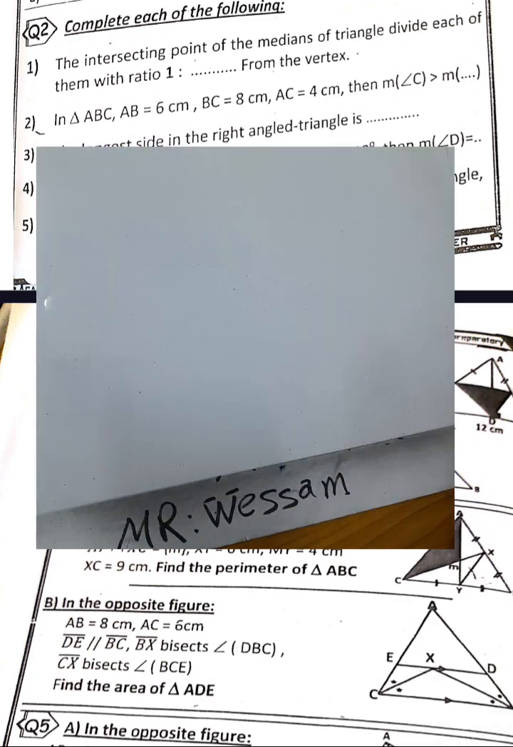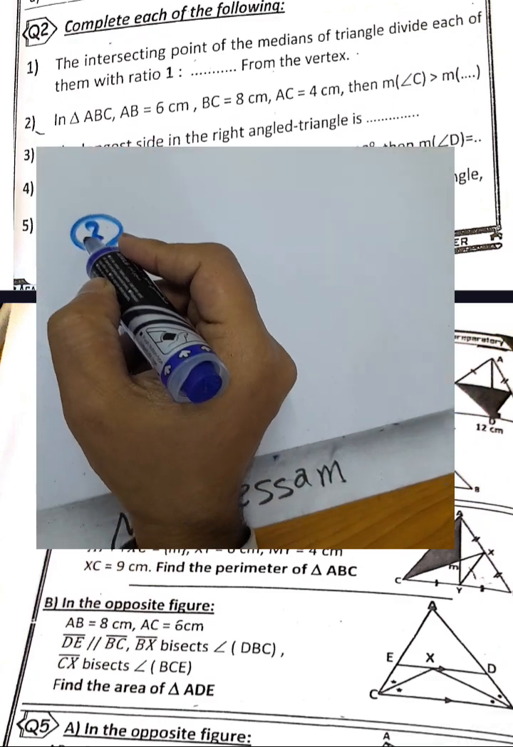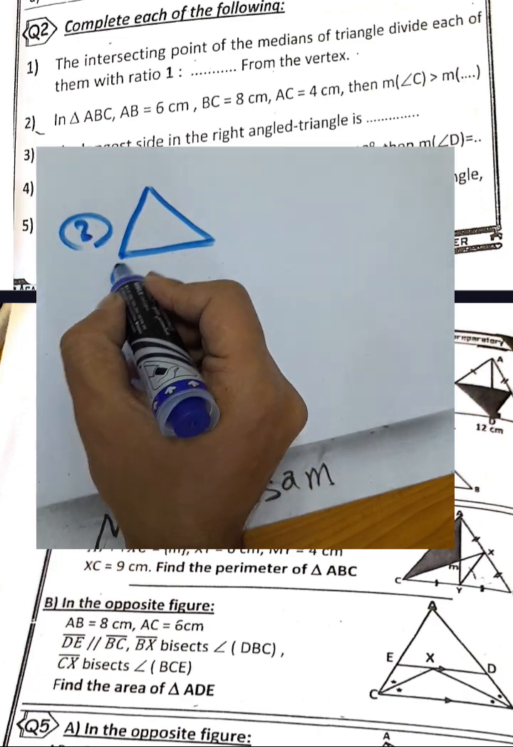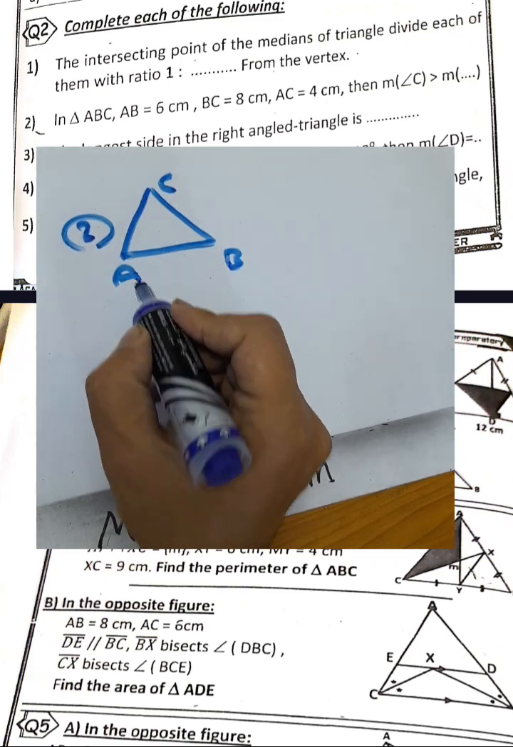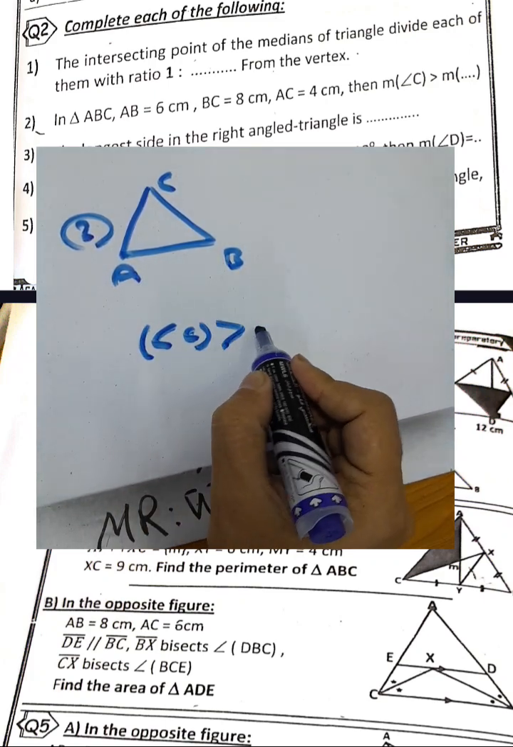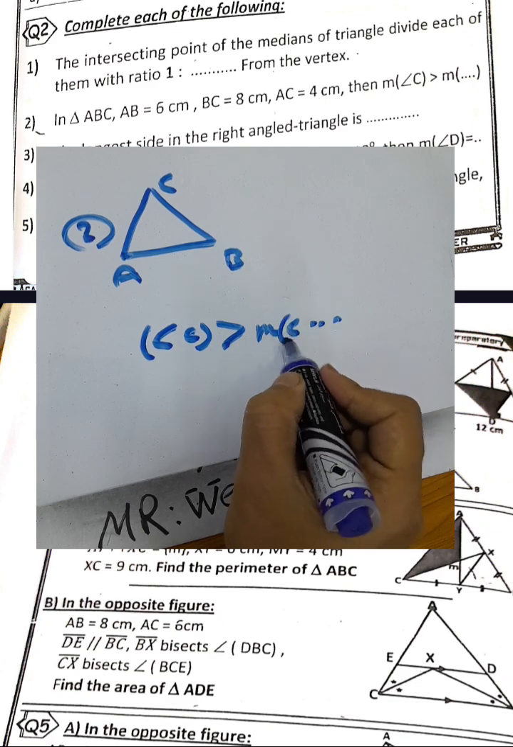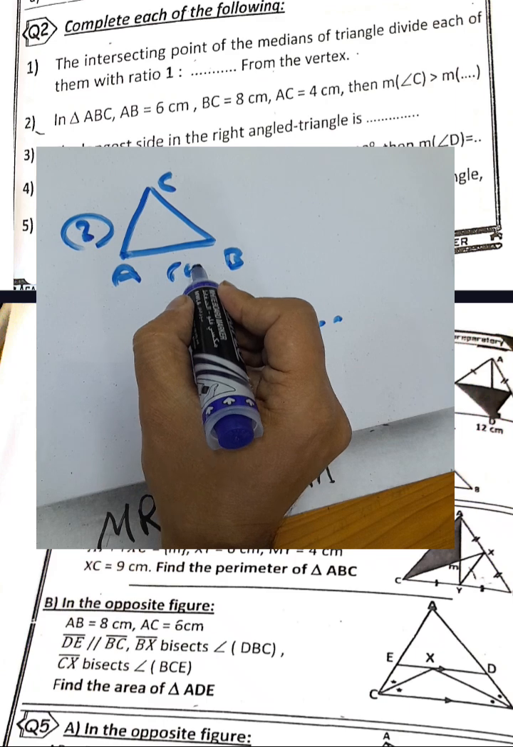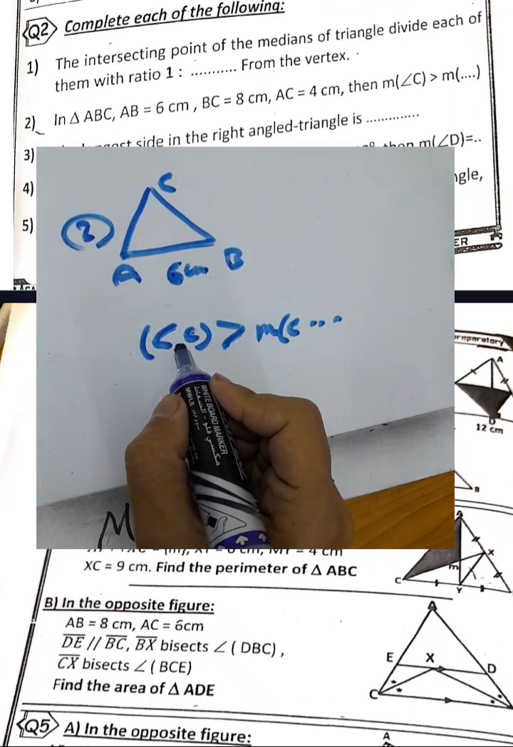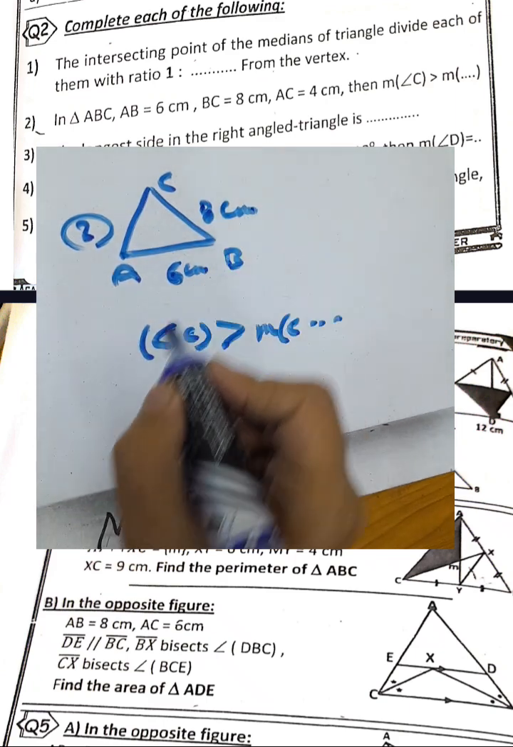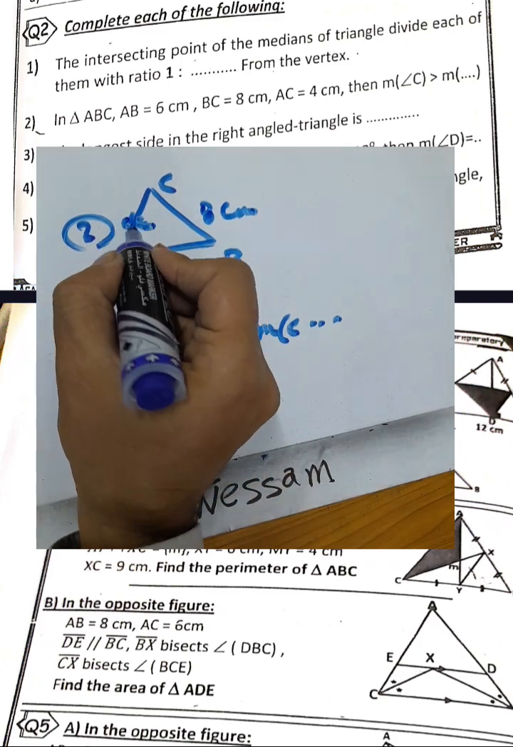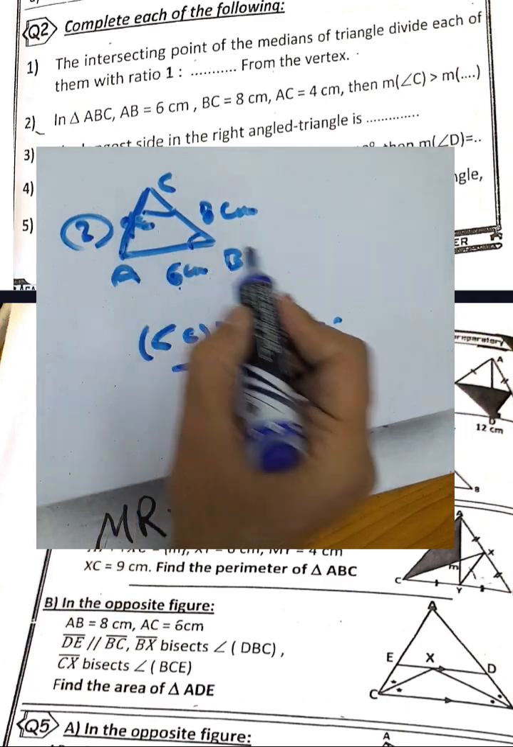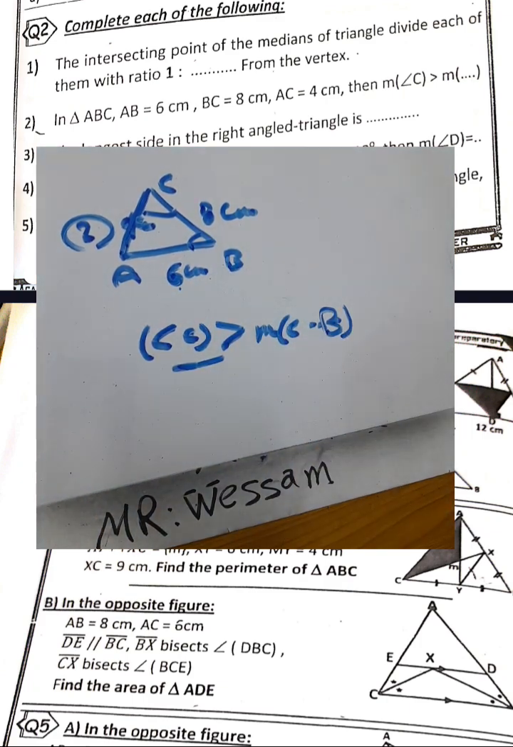Question number 2. ABC triangle, you want to compare between two angles. Angle C greater than the measure of angle what? Okay, we have here AB was 6 and BC 8 and AC was 4 centimeters. Then angle C opposite 6, greater than 4 opposite B. Then write angle B here.